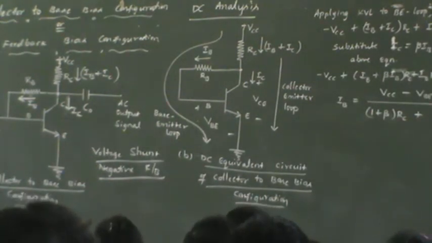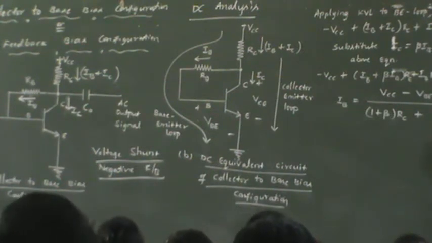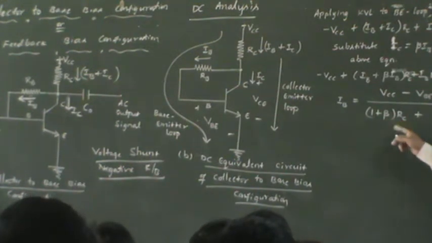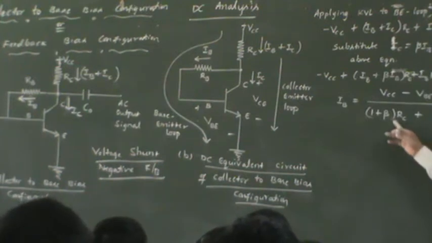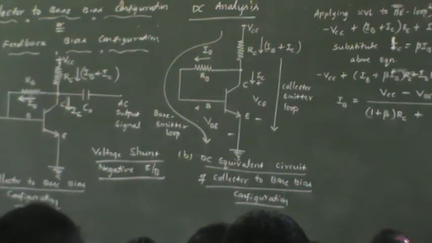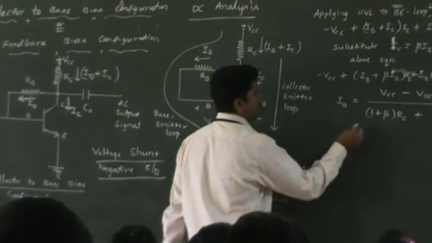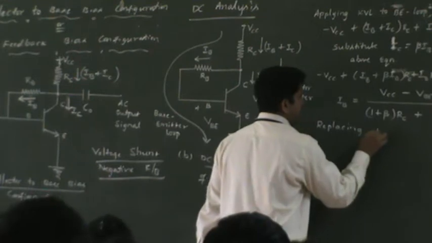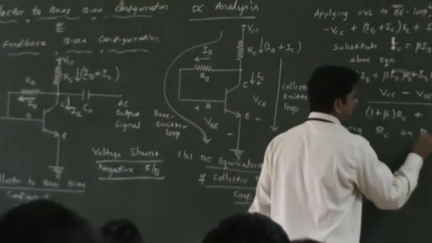Any questions here? You can compare this equation with the emitter bias base current expression. What is the difference between this and the base current expression for emitter bias? The change is here: in place of RC we have RE, that's all. You understood this, right? If you replace RC with RE, this expression becomes the same as the base current expression of emitter bias. So that's the only change. You can write one point here: replacing RC with RE.